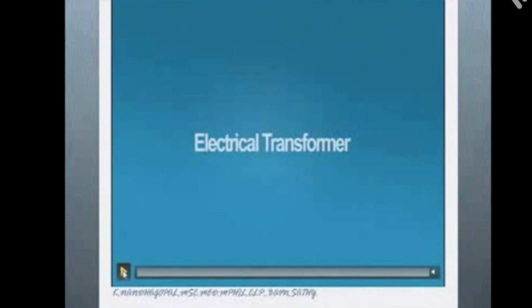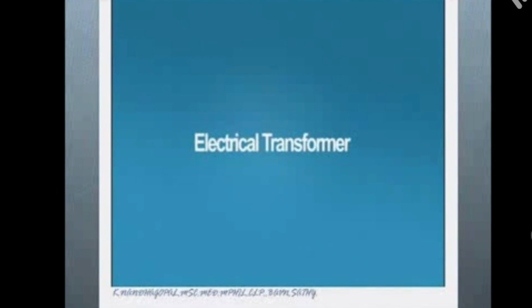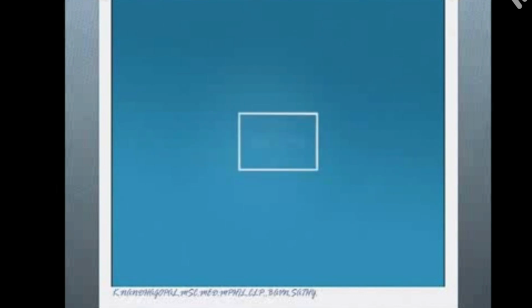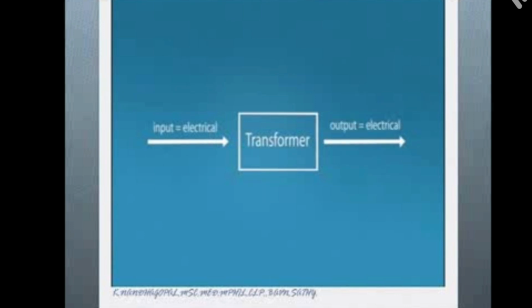Transfer the current from one place to another place. Now you can see the principle and construction of the transformer. The transformer is a device where we give an input electrical signal, and it gives an output electrical signal. This is the function of the transformer.